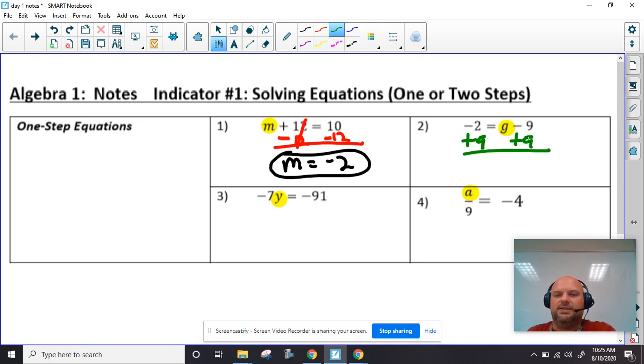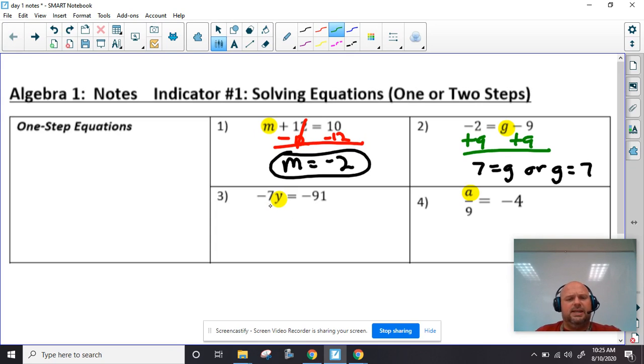Now, if this gets to the point where you're like, I'm not very good at adding and subtracting integers, guess what? Use a calculator. If you don't use a calculator, you're fooling yourself. You need to use your calculator. You could write it like this, or I know a lot of people will write it like this. Either way is fine.